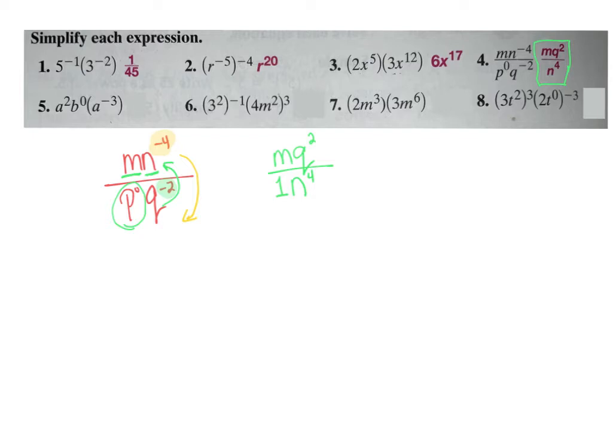All right, so number 5, a squared b to the 0 times a to the negative 3 is 1 over a. 3 squared to the negative 1, 4m squared to the 3rd power is 64m to the 6th over 9. 2m cubed times 3m to the 6th is 6m to the 9th. And 3t squared cubed times 2t to the 0 to the negative 3 is 27t to the 6th over 8.